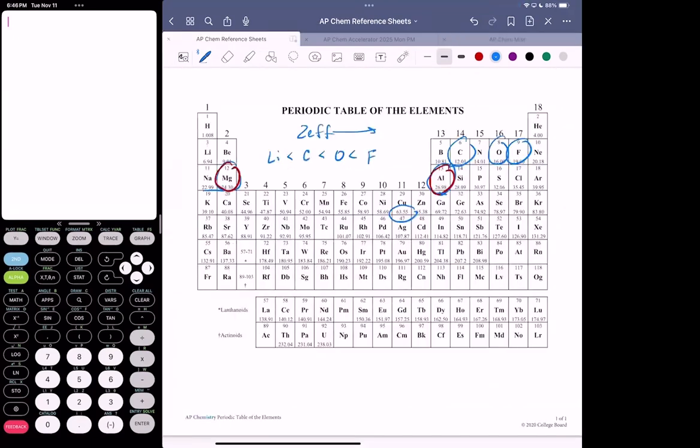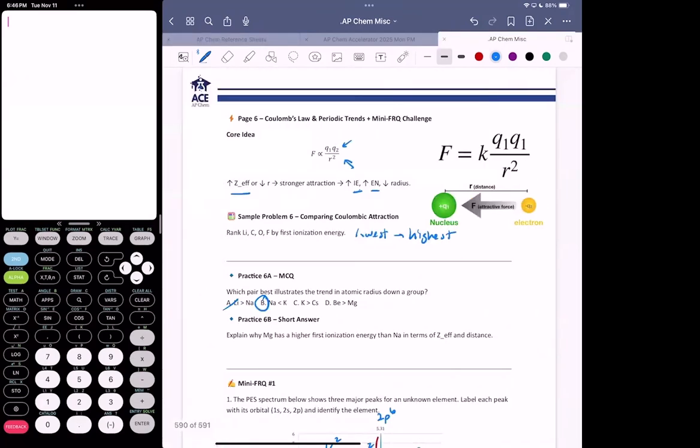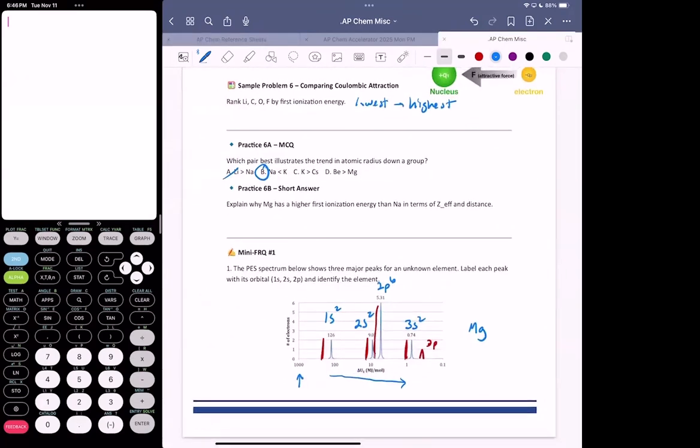We would expect aluminum to have a higher ionization energy than magnesium. So let's see what's going on. Why would it be lower? Well, we already talked about how aluminum has this extra peak, right? So what they're saying is it actually takes less energy, even though aluminum has a higher effective nuclear charge, to remove the 3p electron than the 3s2 electron.